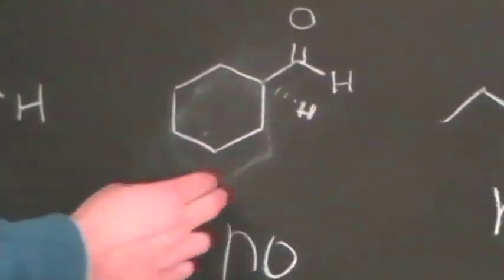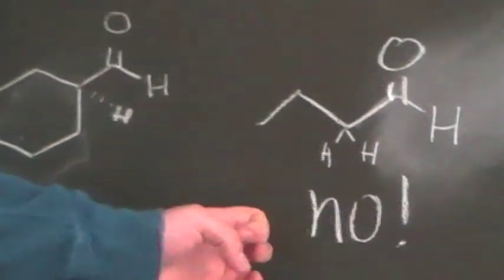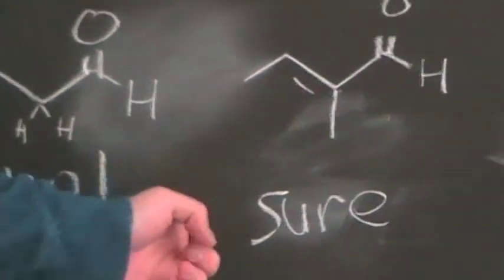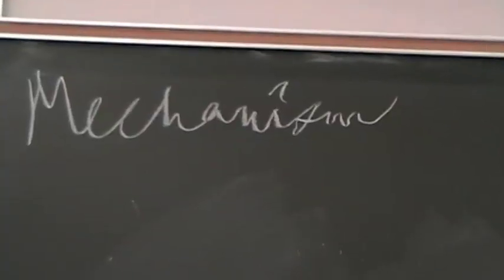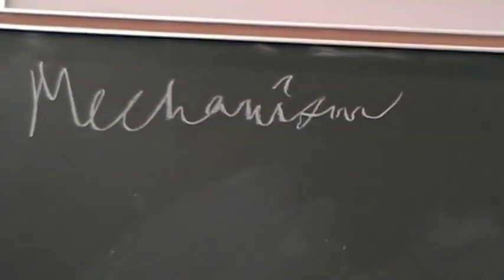This won't work because there's an alpha hydrogen right here. This won't work because there's 2 alpha hydrogens. This will work because there's no alpha hydrogens. So now we have the mechanism of the Cannizzaro reaction.